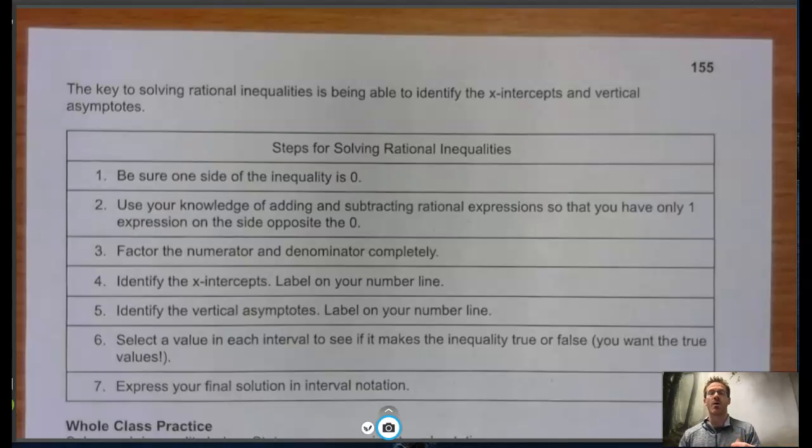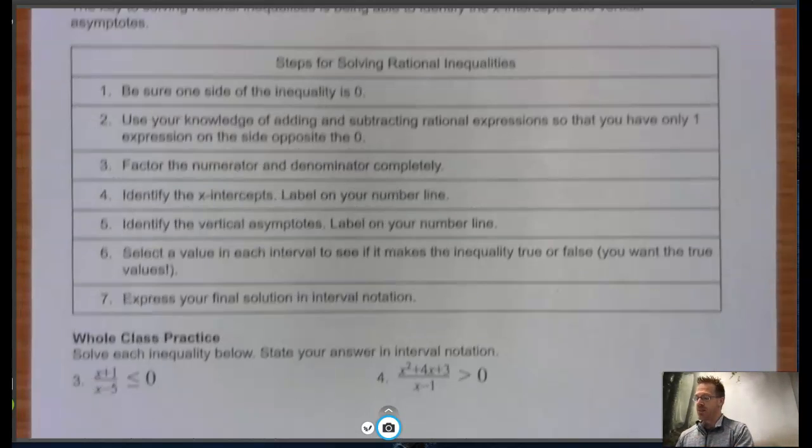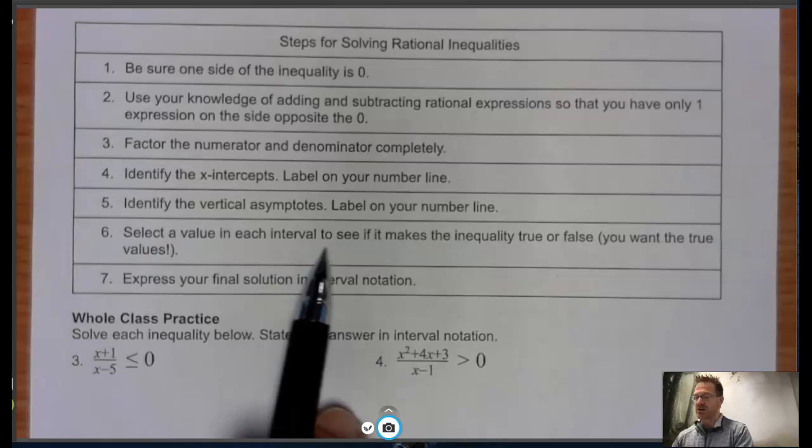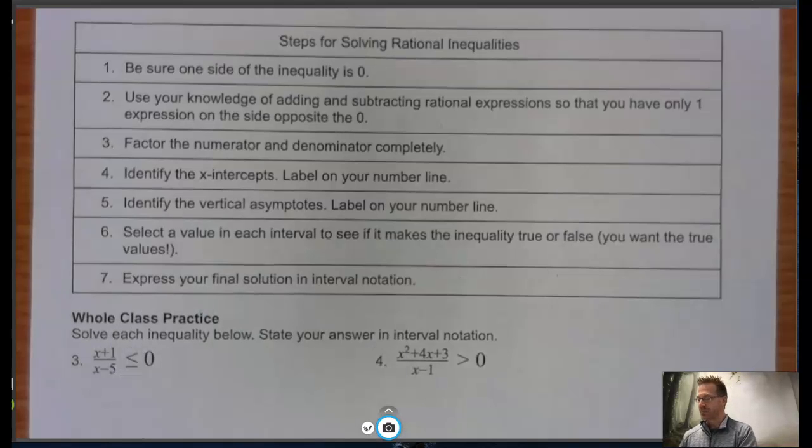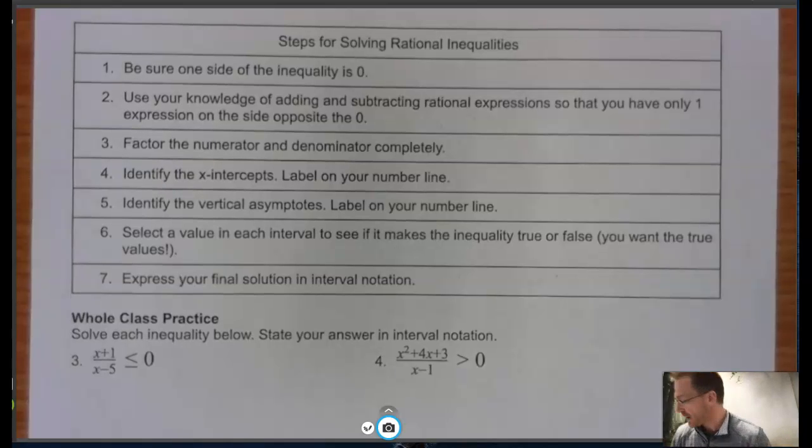So we want to make sure we know, when we put marks on our number line, whether each is an x-intercept or a vertical asymptote. And then what we're going to do is select a value in each interval, and we're going to see if it makes our inequality true or false. So if we want something that's greater than or equal to 0, when we plug in a value, we want to get a positive result. And then we're going to express our final solution in interval notation. All right, so let's take a look at a few problems here.